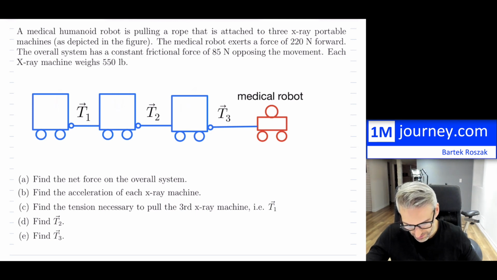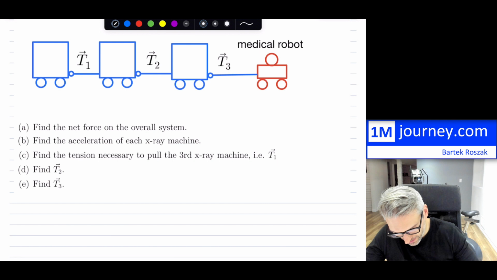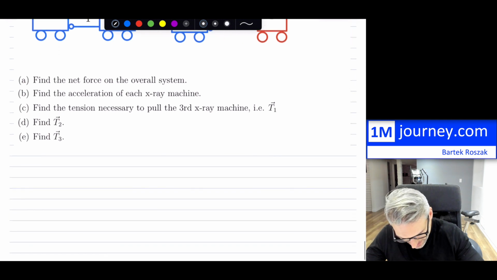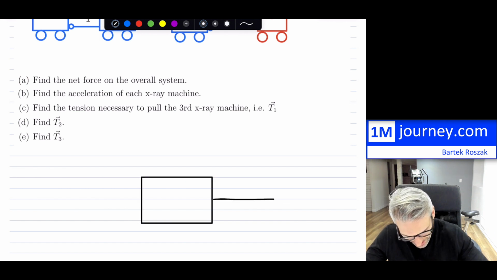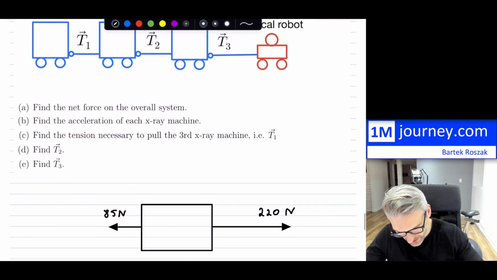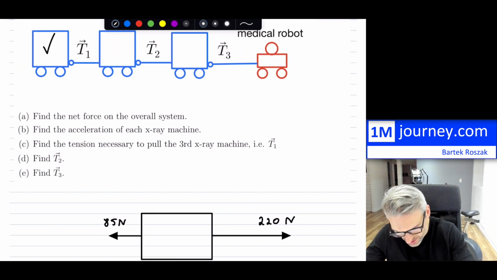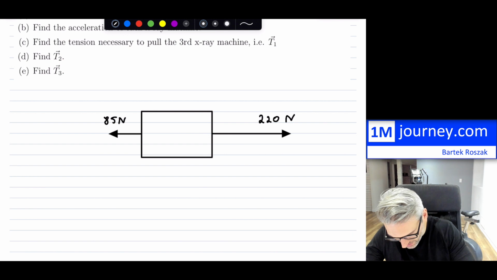Before I start jumping into the questions which are asked of me, let me try to draw a schematic here for myself, or a free body diagram, which relates all of this together. So we have 220 newtons on the overall system, trying to move it forward. We have a frictional force of 85 newtons. And each of these X-ray machines, well, they're not so little, is 550 pounds.